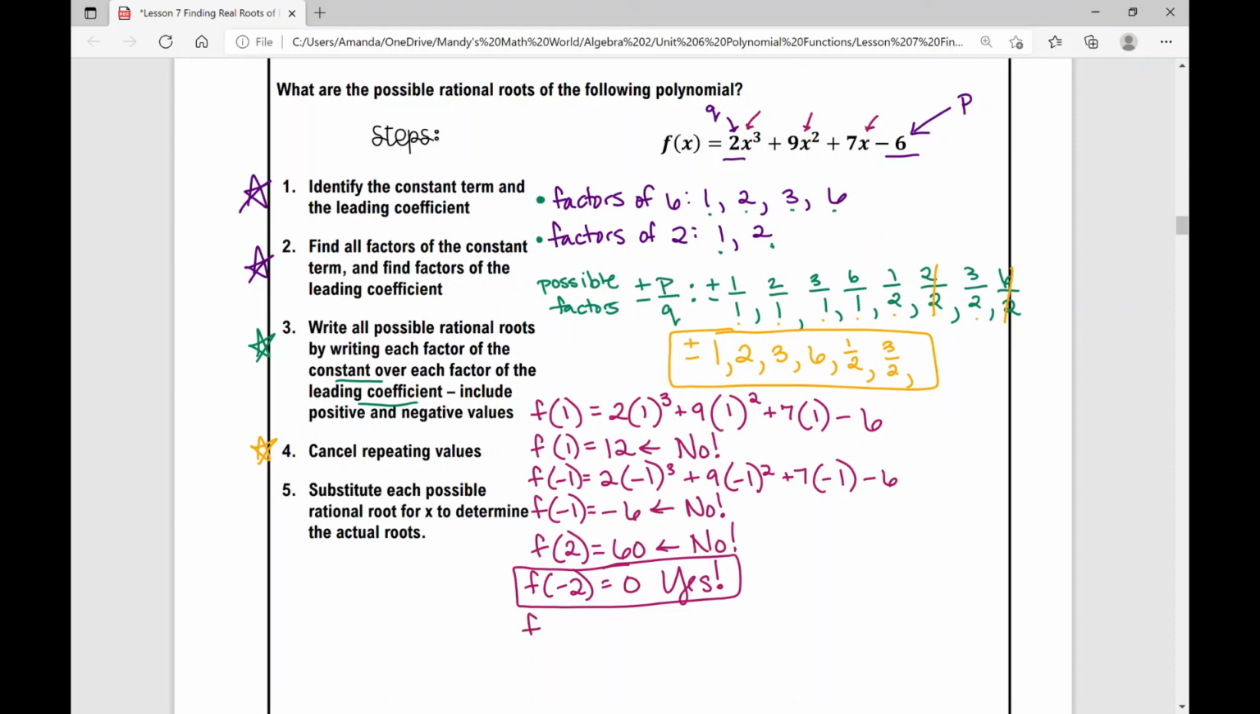Now we can plug in 3. F of 3 equals 150. That's a no. F of negative 3, when I plug in negative 3 for x, I get 0 for y. That is a factor. That is a root. Negative 3 is a root. I can keep moving on.